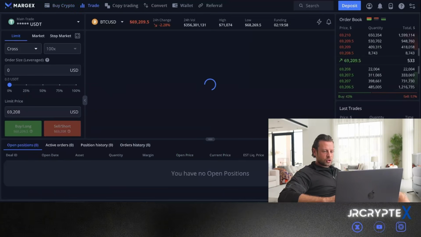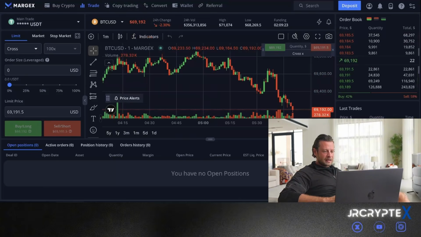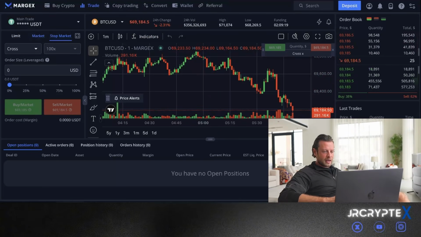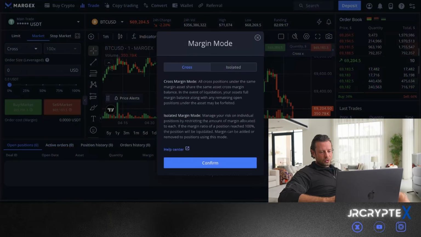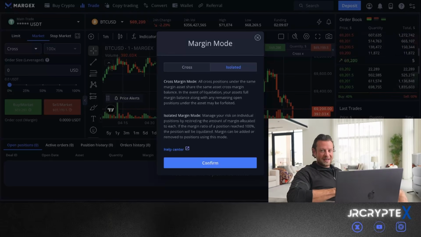Now, if we go along to the trade section, you basically open a trade, very, very simple. You've got limit orders, you've got market, you've got stock market. Just for example, you can do basically cross or isolated. If you're doing a cross trade, that basically means all of your positions are under the same margin. If you do an isolated trade, that means you need to manage the risk for each position. So if one goes bad, it doesn't affect the other ones.